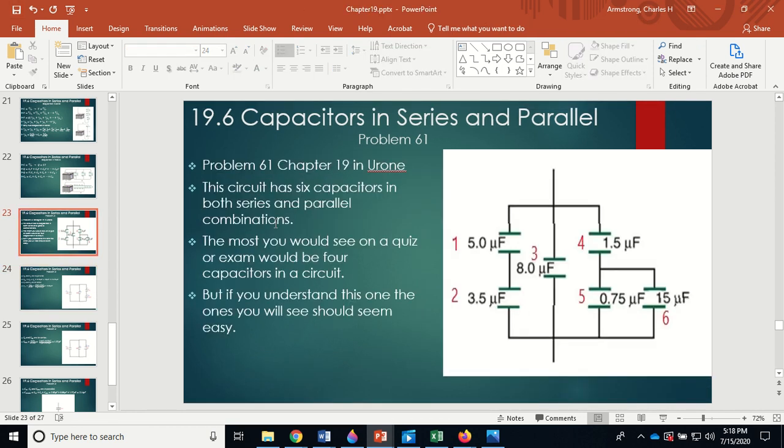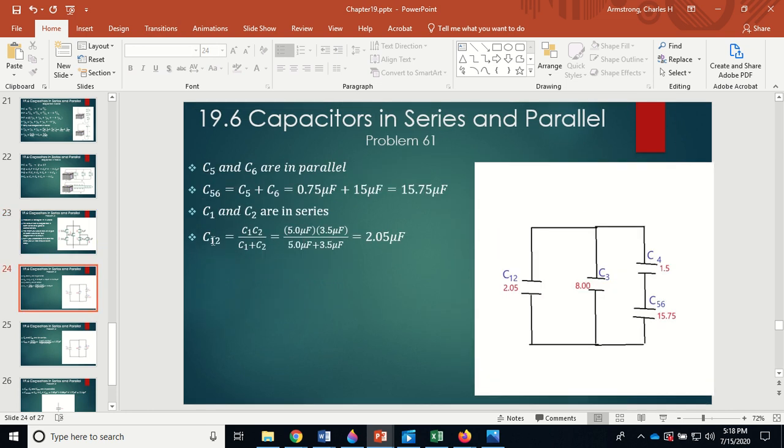Okay. All right. So these two are in series. So that means we have to use the 1 over thing. That C12, capacitor 1 capacitor 2, equals C1 times C2 divided by C1 plus C2. That's the equation we derived up above. So you just do that. You get 2.05 microfarads.